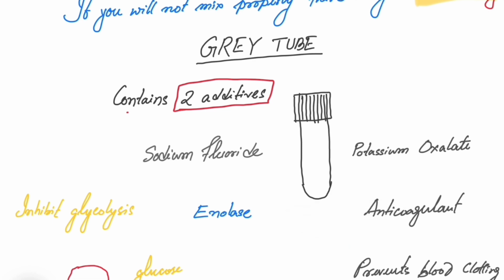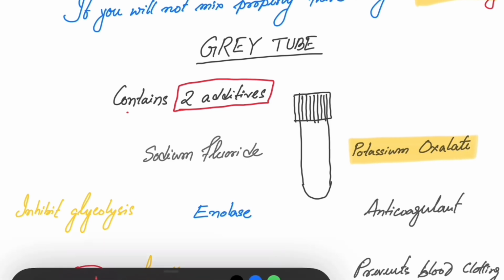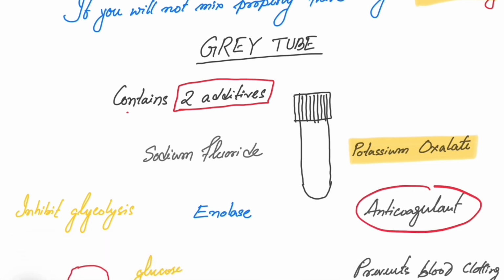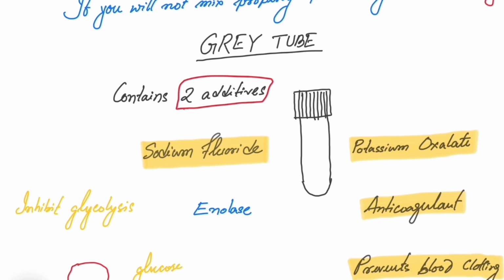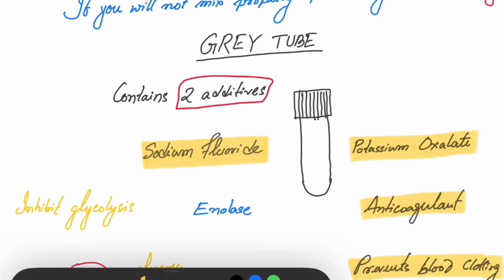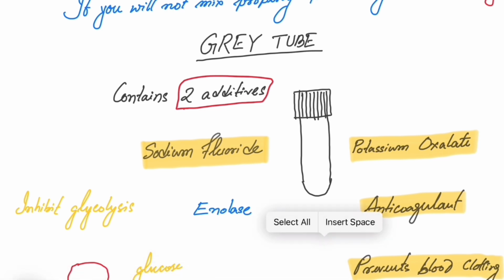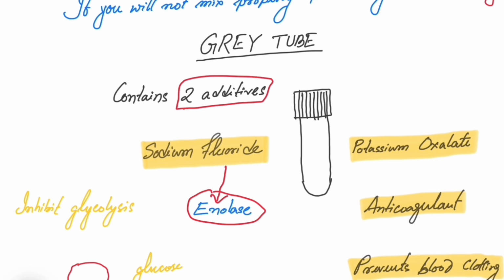The anticoagulant present in this tube is potassium oxalate. It acts as an anticoagulant and it will prevent the clotting process. Let's talk about the other additive. The other additive is sodium fluoride. Most importantly, sodium fluoride inhibits the enzyme enolase. What is the importance of enolase? Enolase is an enzyme.